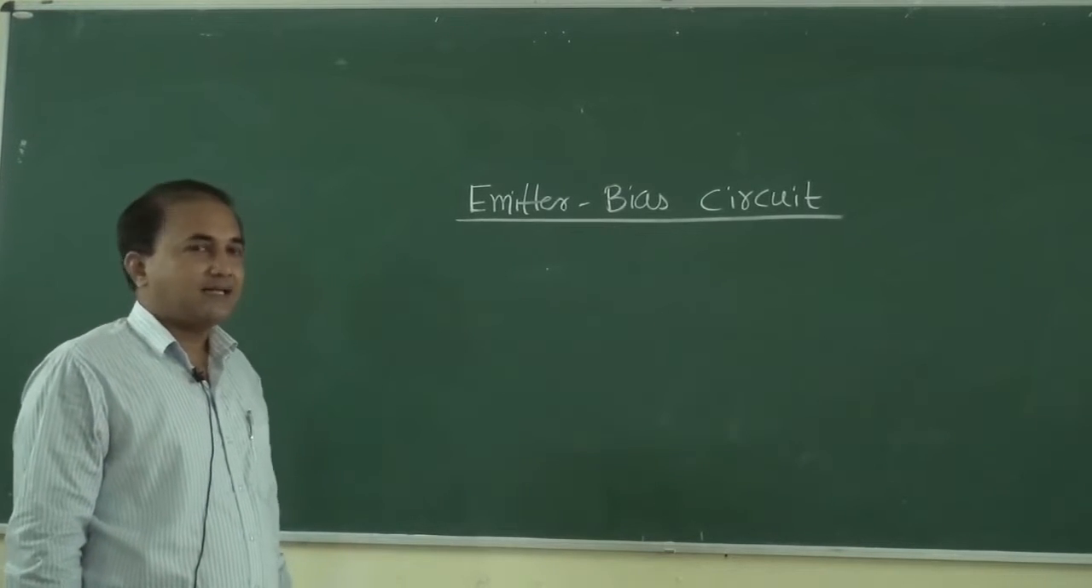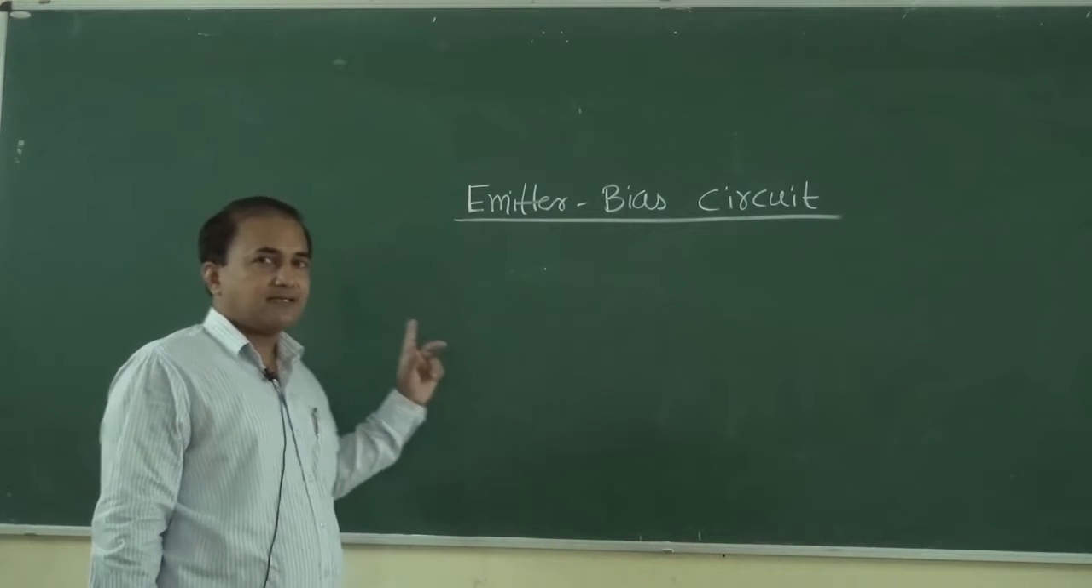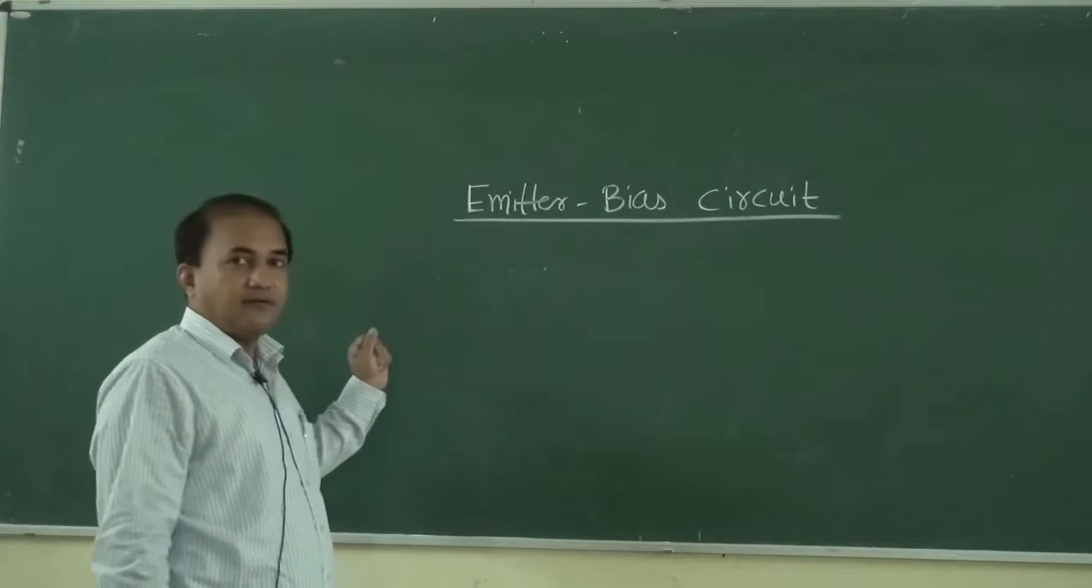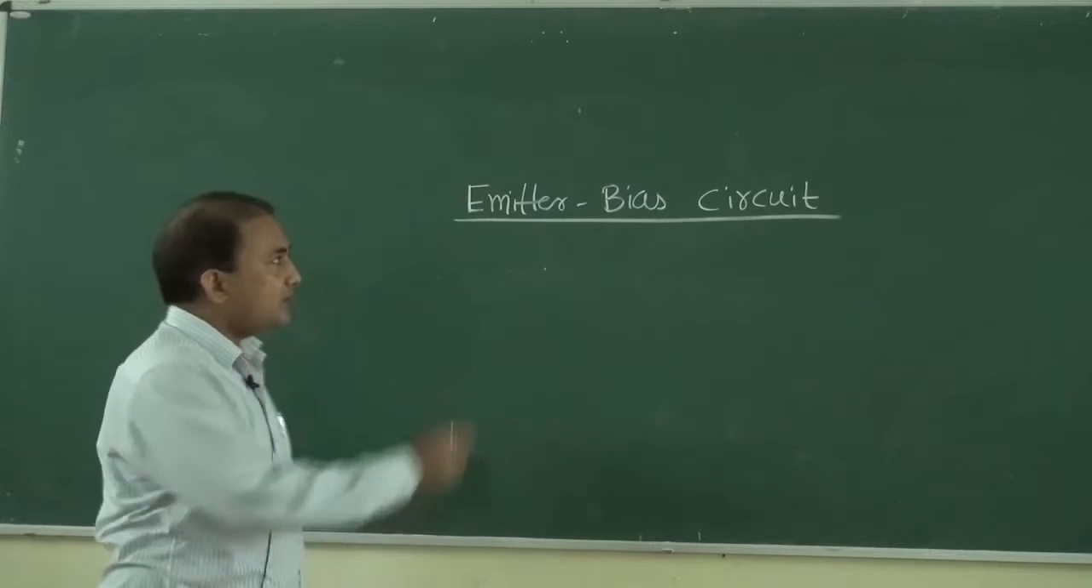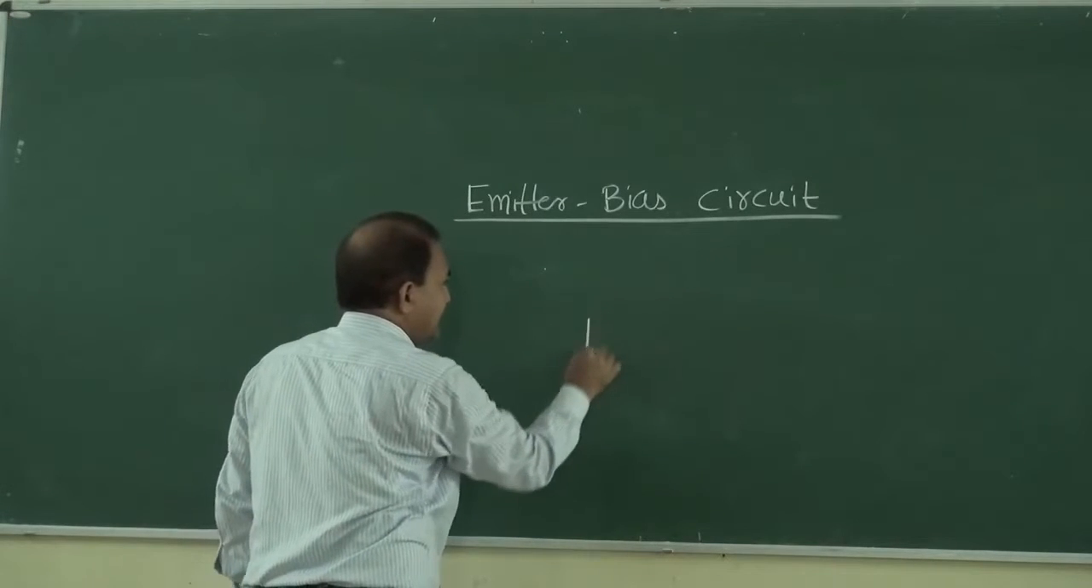So in this class we will study about emitter bias circuit. In previous class we have studied about fixed bias circuit. Okay. So the circuit diagram for emitter bias circuit, it is like this.